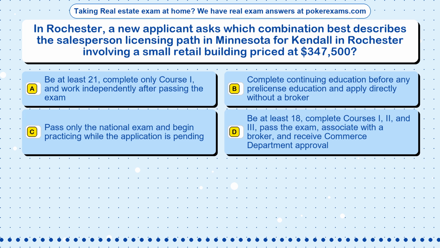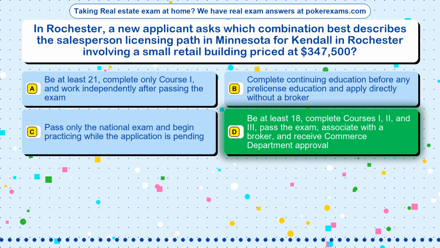Question 32. In Rochester, a new applicant asks which combination best describes the salesperson licensing path in Minnesota for Kendall in Rochester involving a small retail building priced at $347,500. Option A. Be at least 21, complete only course I, and work independently after passing the exam. Option B. Complete continuing education before any pre-license education and apply directly without a broker. Option C. Pass only the national exam and begin practicing while the application is pending. Option D. Be at least 18, complete courses 1, 2, and 3, pass the exam, associate with a broker, and receive Commerce Department approval.